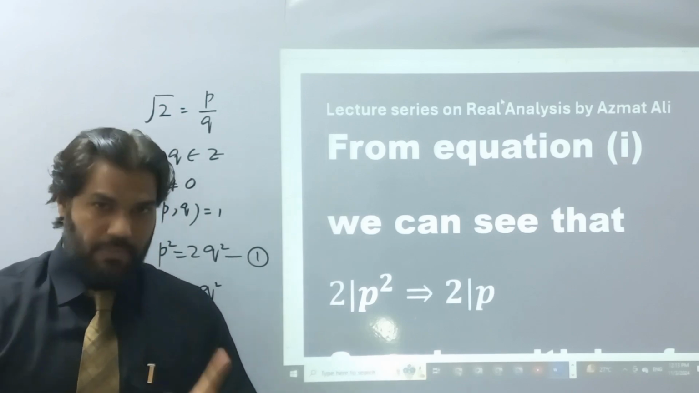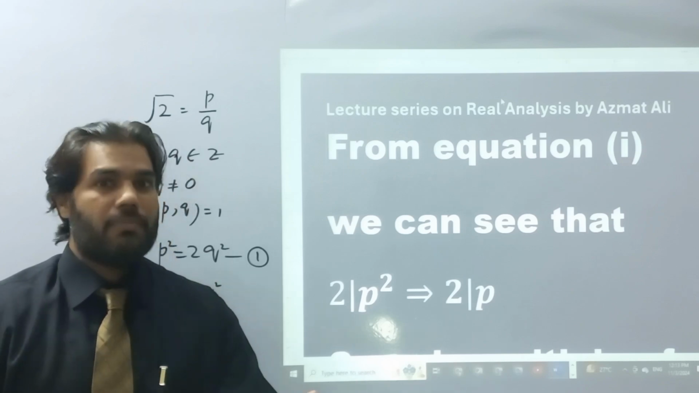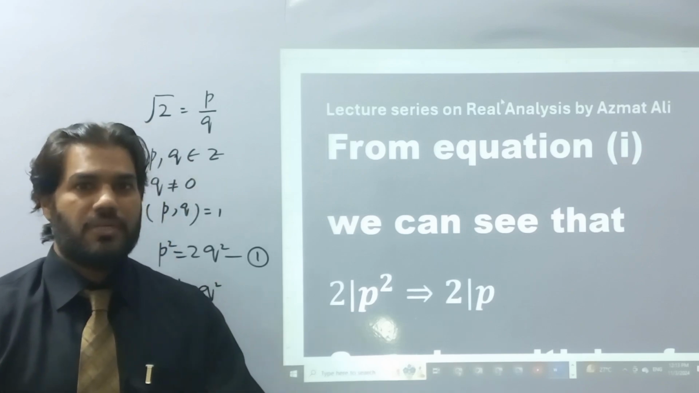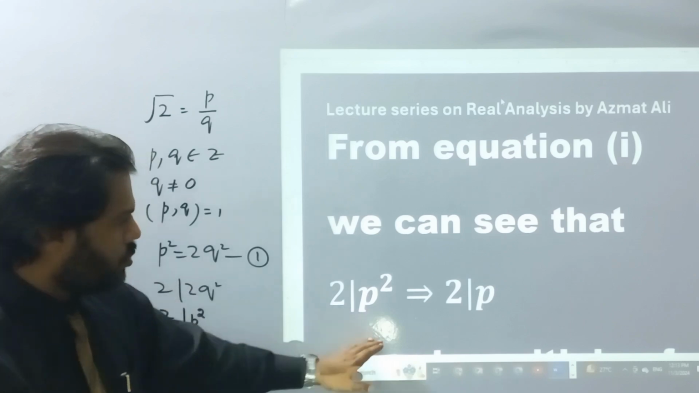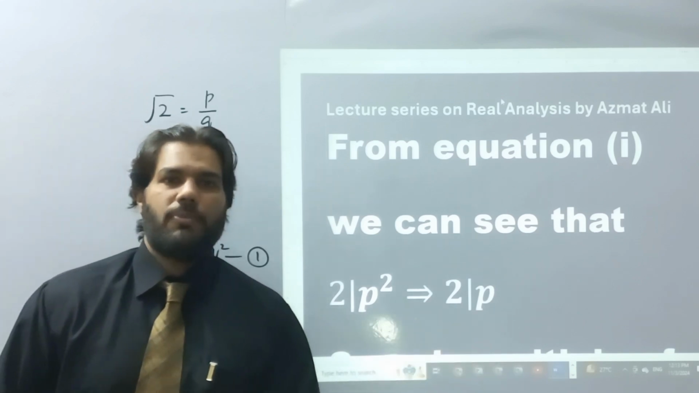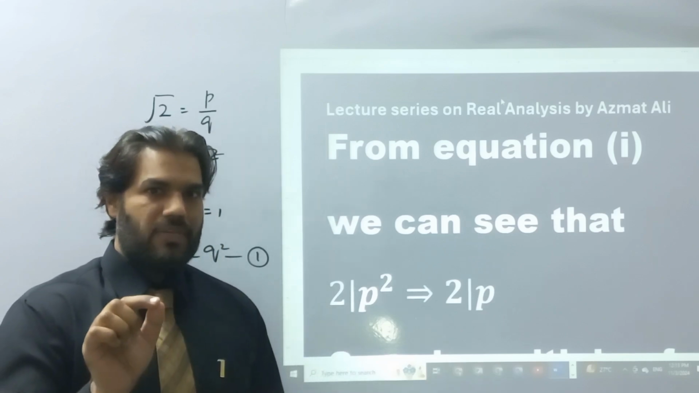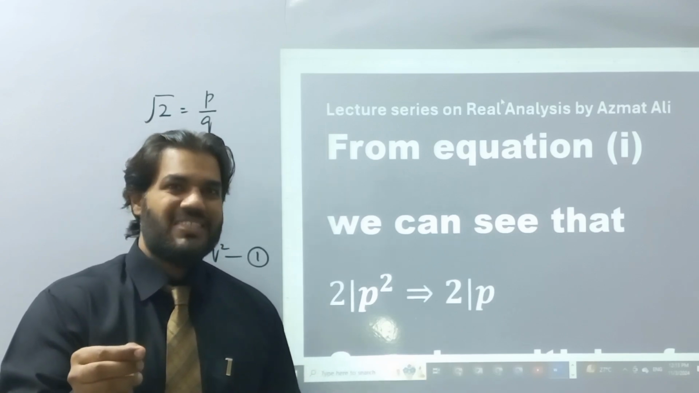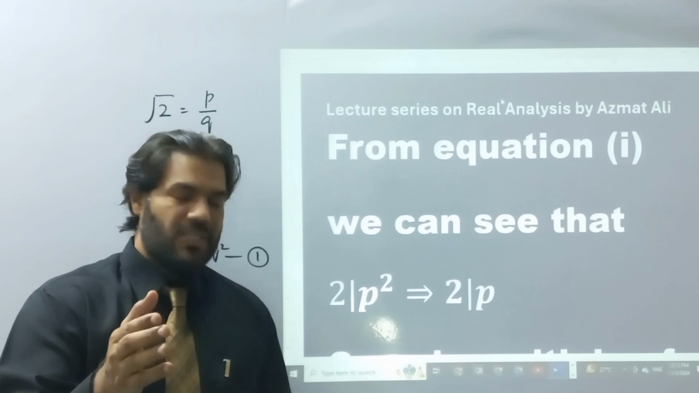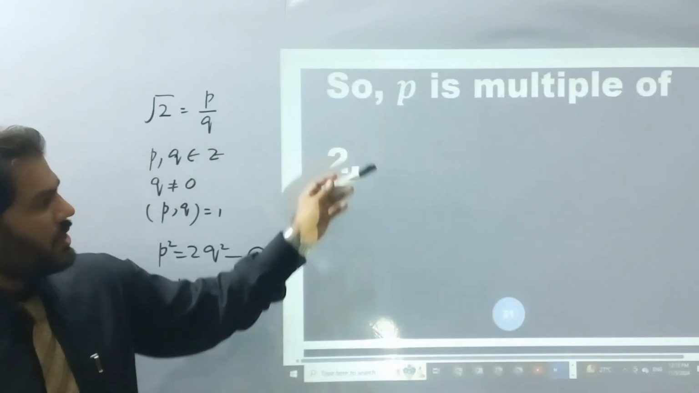If a prime number divides the square of a number, then that prime number will always divide the number without square. So 2 will divide p also. This shows that p is a multiple of 2 because, you know, if a number is divisible by 2, then it will always be an even number. So p is here an even number. So p is a multiple of 2.